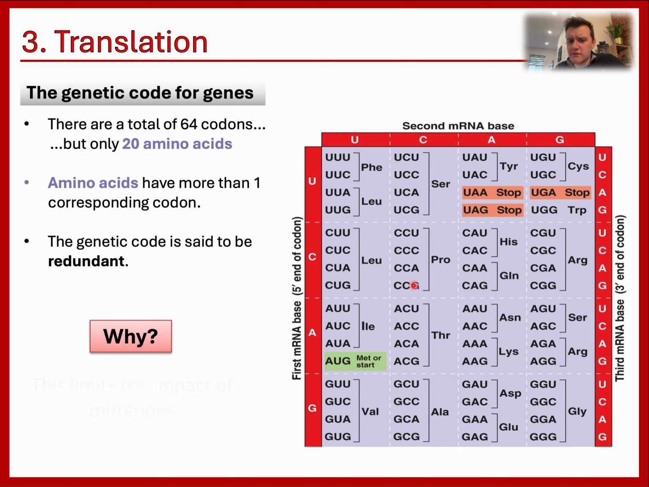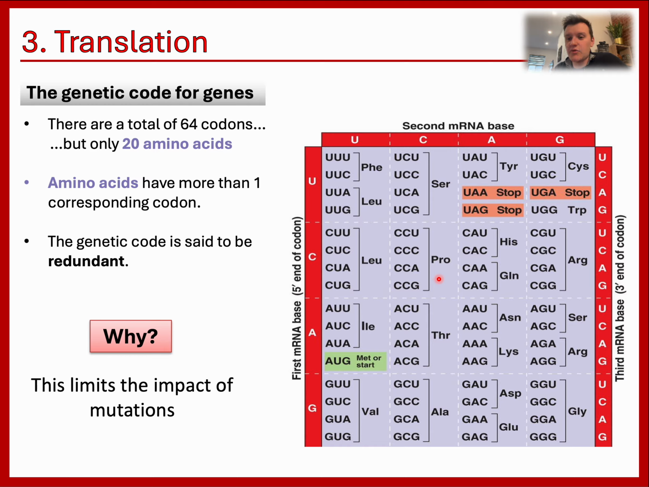Why would that be, right? Well, this limits the impact of mutations. Let's say for proline, you have a mutation in the U in your mRNA, or let's say your DNA changes something and the U turns into a C. Then you're going to say, oh my God, I got a mutation. That's bad. Well, not really. Because if you had a U and now you have the code CCC, that's still going to make proline. So it is actually good to have a bit of redundancy so that a mutation doesn't always change the outcome.